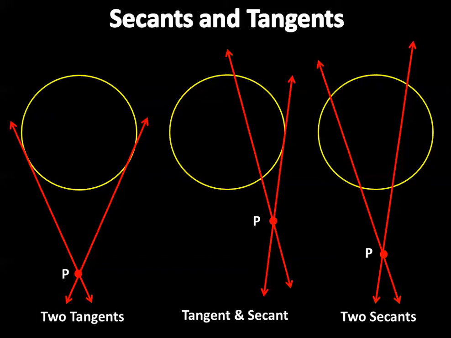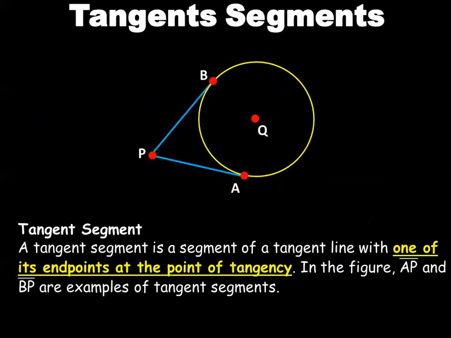Now we need to remember what we've learned in previous lessons, that we can have two tangents, a tangent and a secant, or two secants. And we're going to be going over these as well in this lesson. So we can recall that a tangent segment is a segment of a tangent line with one of its endpoints at the point of tangency. So in the figure, AP and BP are both examples of tangent segments.